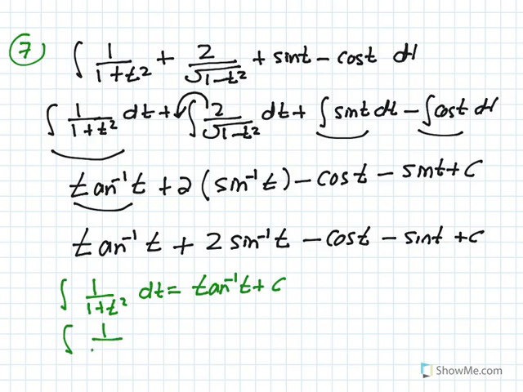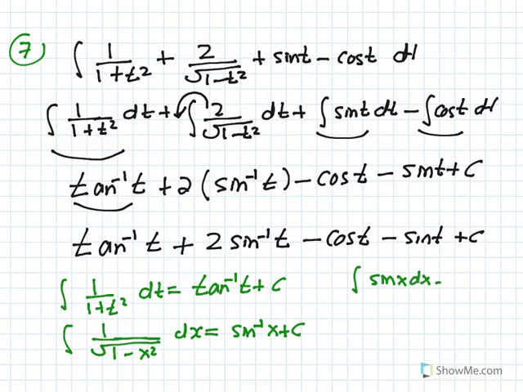Antiderivative of 1 over root 1 minus x squared dx will be arcsine x plus c. And the integral of sine x dx is negative cos x. The integral of cos x dx is equal to sine x. And don't forget to add c, plus c.